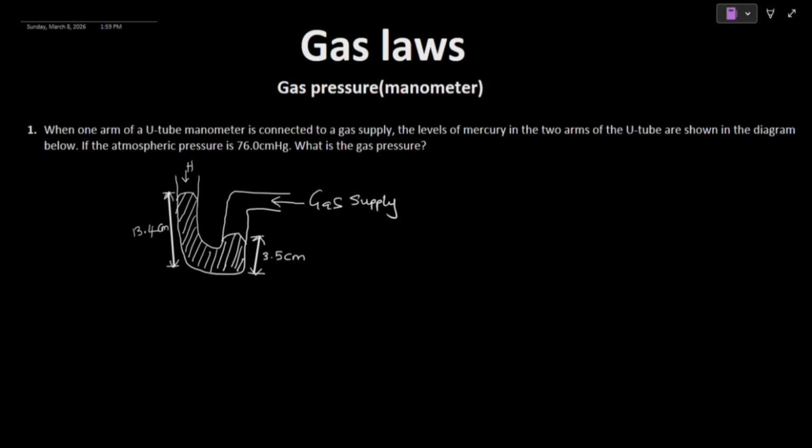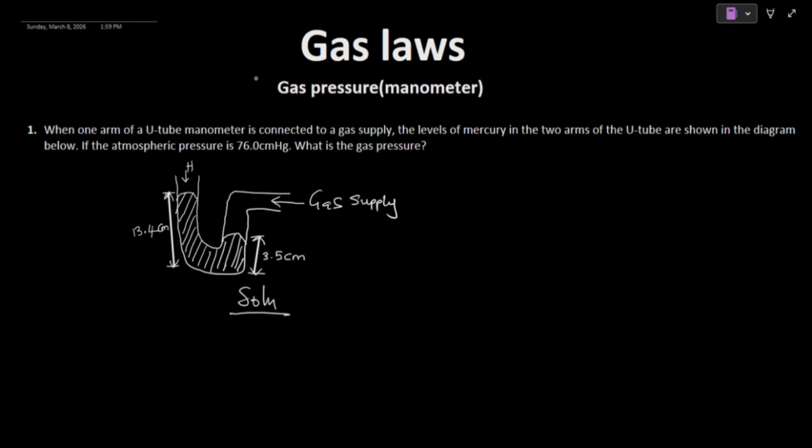When one arm of the U-tube manometer is connected to this gas supply, the levels of mercury in the two arms of the U-tube are shown in the diagram below. If the atmospheric pressure is 76.0 cm mercury, what is the gas pressure? Now, looking at this diagram, we notice that the gas supply pressure is greater than the atmospheric pressure.